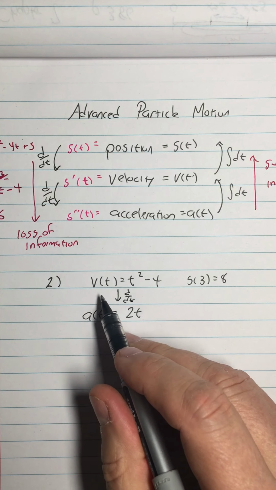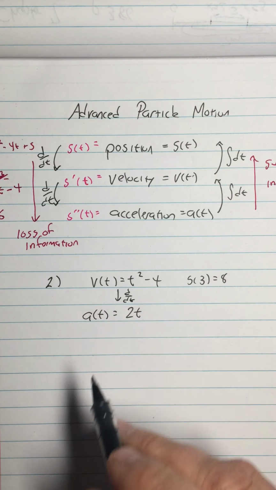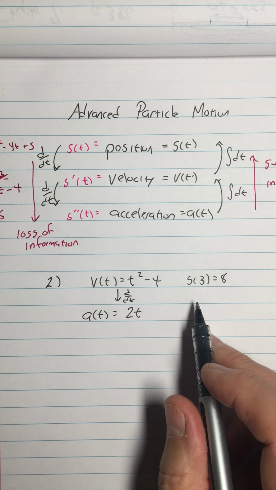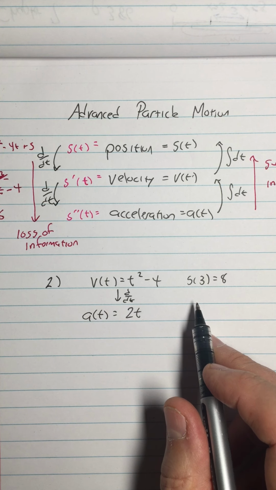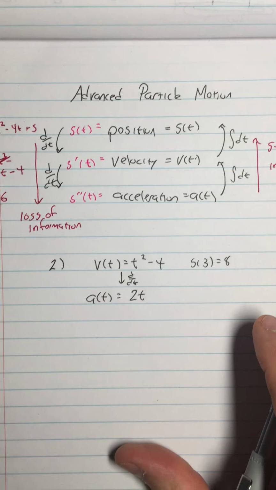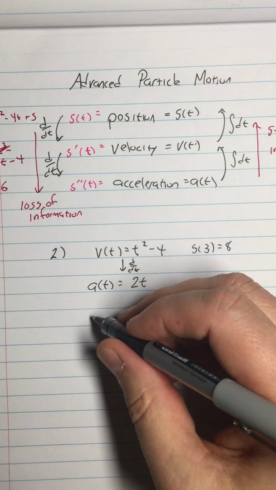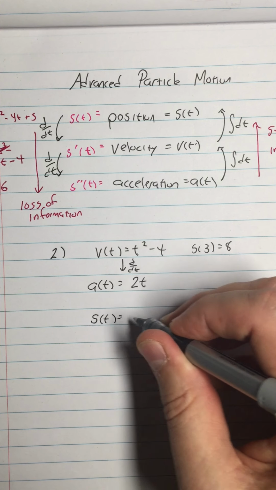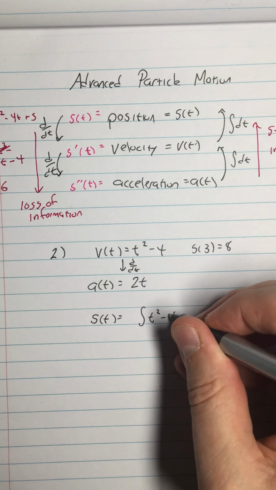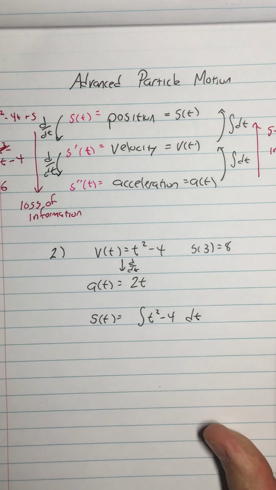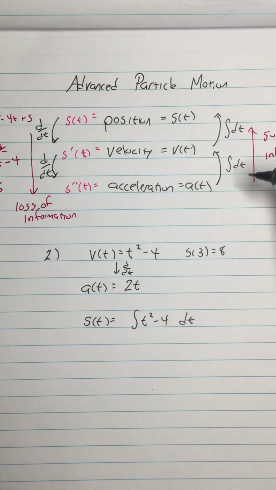So the problem is when I have the v and I want s, I want this position function. All right? So that becomes problematic. And so I'll show you how that goes. So to get s of t, what I know is that s of t is the antiderivative of t squared minus 4 dt.